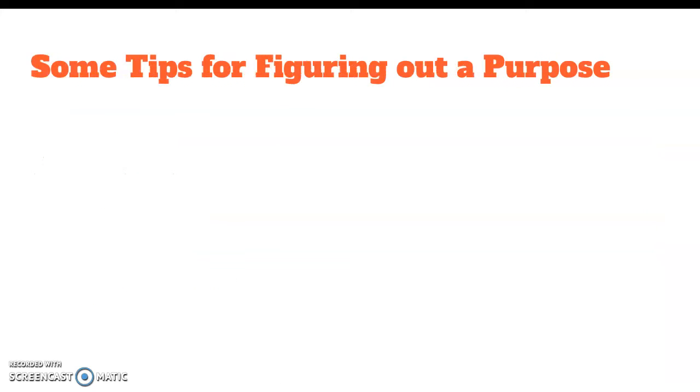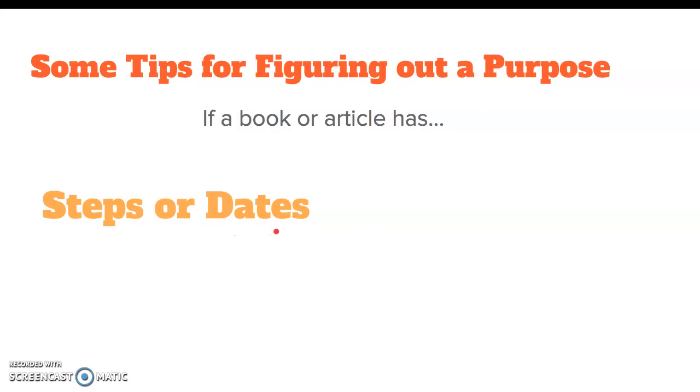Some tips that I would like to give you for figuring out a purpose. If a book or article has steps or dates for its headings and subheadings, for instance, if you open an article online and its first heading says, Step 1, go to the sink, and then the second heading says, Step 2, get a glass, Step 3, fill the glass with water.